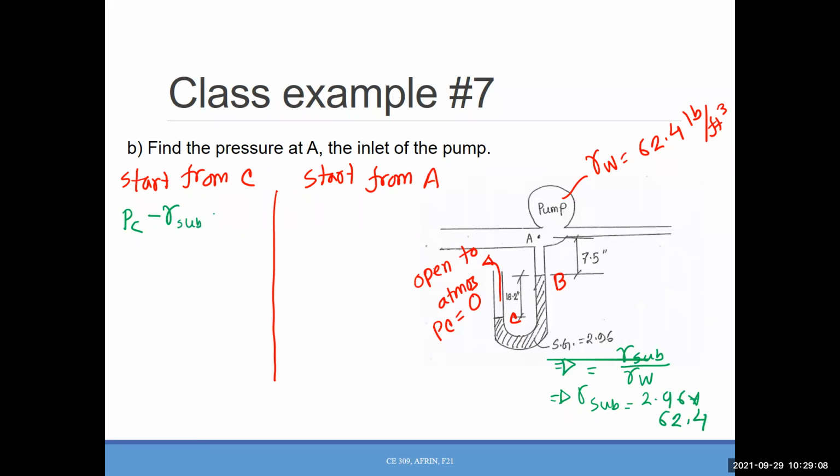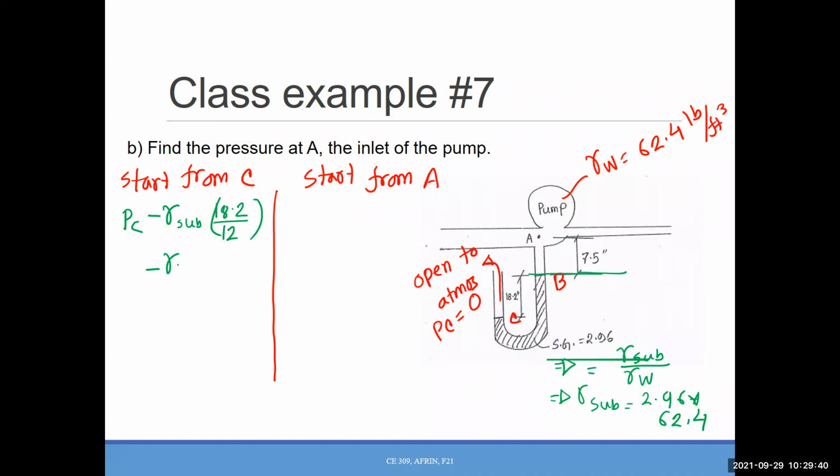Substance, and the depth will be what? 18.2 over 12, right? Now, once you're here at B, we don't have any other interface, but we want to move till point A because that's the pressure we want to calculate, right? So point A is above point B or C or below point B? What is the position of point A with respect to B?